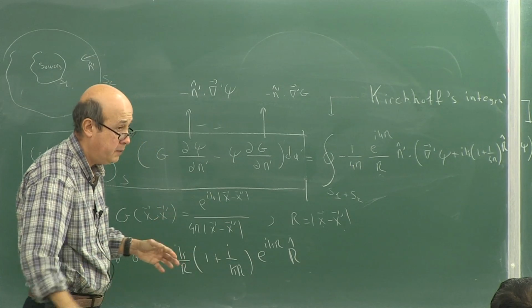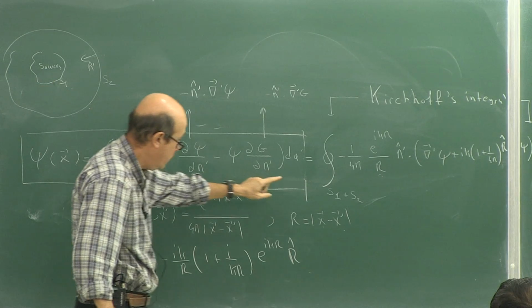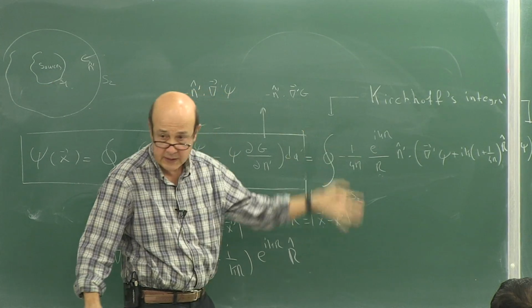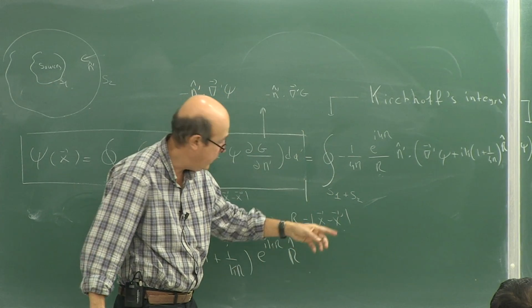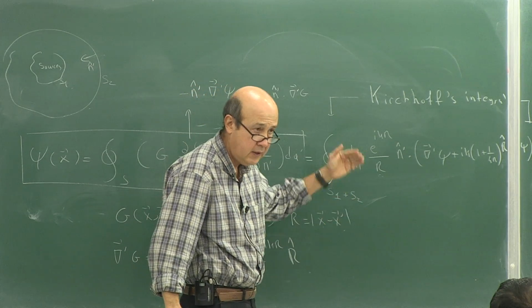Which surface will be unimportant to the integration? You have two surfaces: S1, the apertures, and S2, the diffraction region. Which surface is unimportant if you integrate?